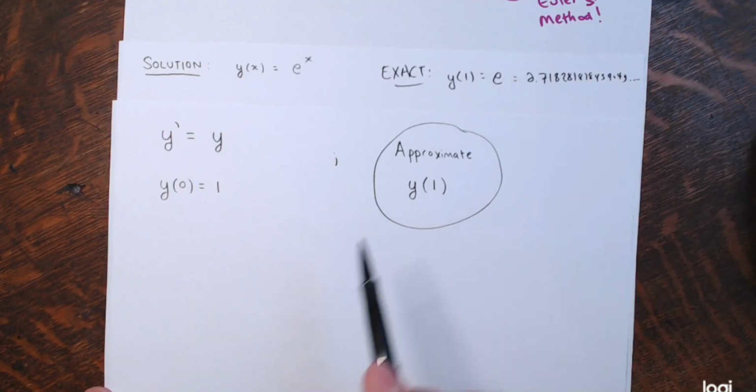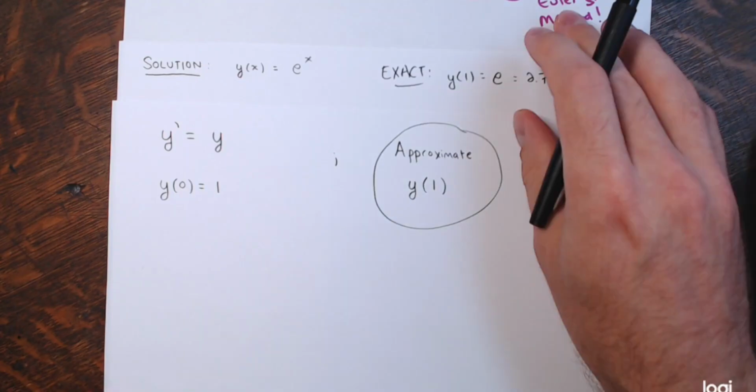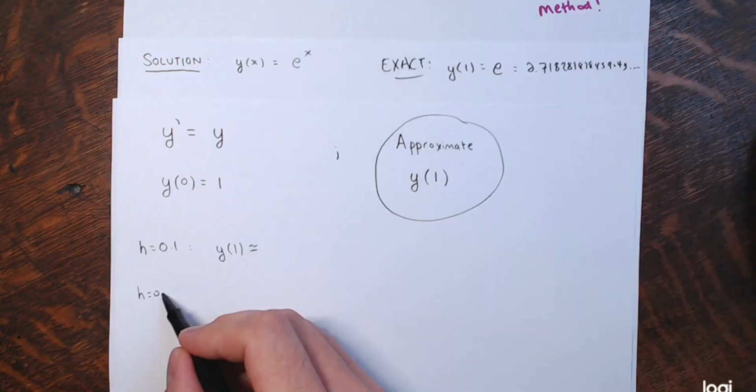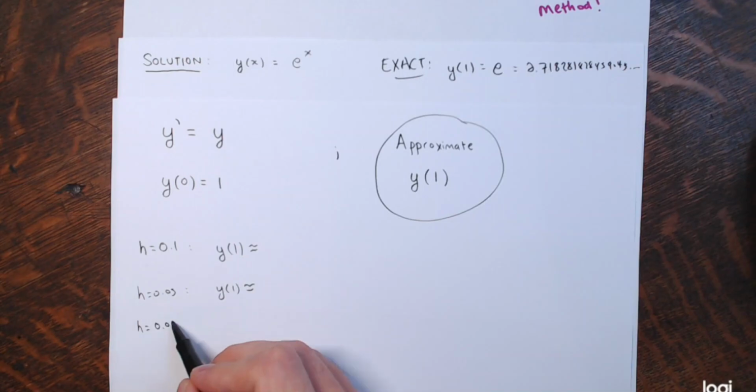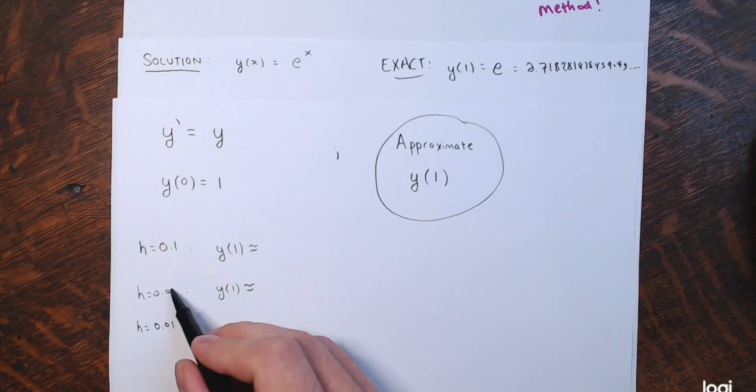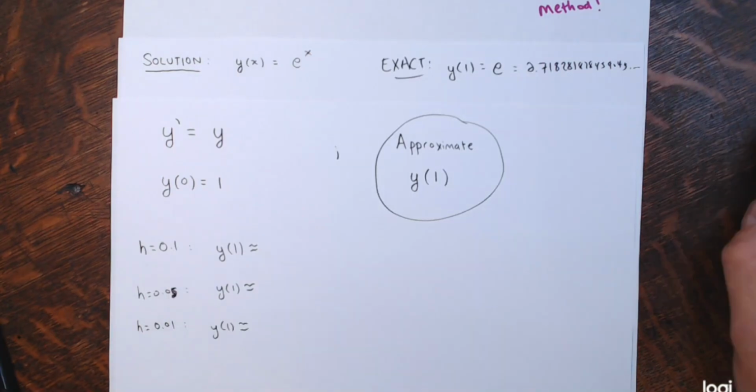But again, using Euler's method, let's approximate this. So again, I'll just have h equals 0.1, y of 1 is approximately; h equals 0.05, y of 1 is approximately; and heck, let's go a little further. h equals 0.01, right? Instead of 500ths, let's go 100th, something even smaller. y of 1 is approximately, right? I'm just going to go to that numerical solver and have y prime equal to y here and y of 0 equal to 1.